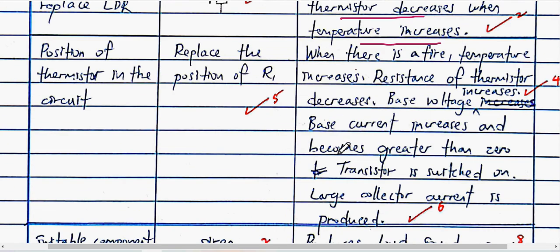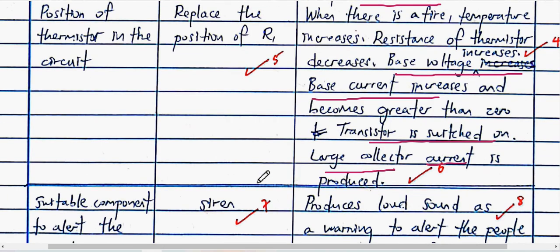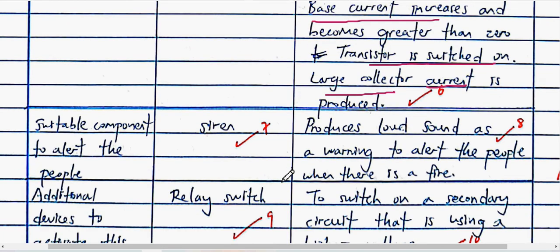Okay. Now, so the explanation. Resistance of thermistor, when there is fire, temperature increases, so the resistance of the thermistor decreases. Here is the first mark. Like just now. So base voltage increases, and then base current increases. Okay, then transistor switches on, collector current increases. Good to write huge, large collector current. Okay, large collector current. So here, I give 2 marks. So tick 4 and also tick 6. Okay? So please refer back to the transistor discussion in the previous video to understand this better.